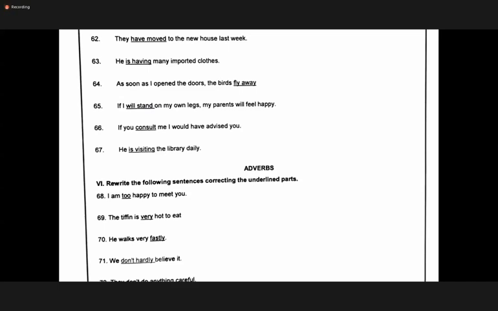Next, adverbs. So, exercise 6. I am too happy to meet you. I am very happy. Yes. So too gives a negative sense. That's why use very. I am very happy to meet you. Next 69. The tiffin is very hot to eat. Too hot to eat. Yes, too hot to eat. The tiffin is too hot to eat.